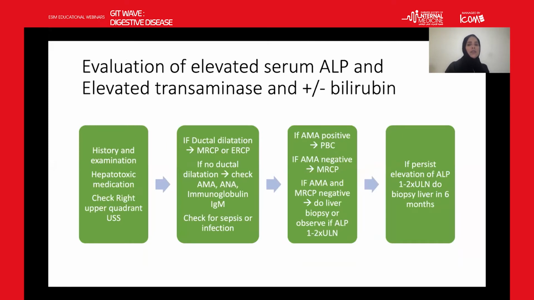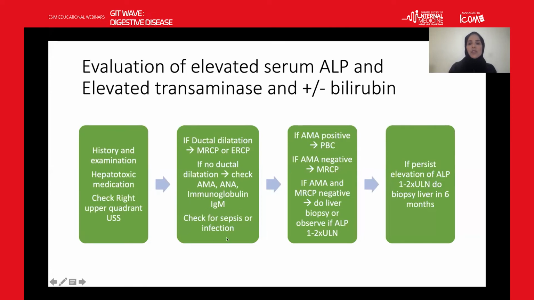The other pattern is elevation of alkaline phosphatase with elevation of transaminases. In this case, again, we look for drug medication and herbal supplements, and we do ultrasound of the abdomen. If there is ductal dilatation, the patient goes for ERCP or further evaluation with MRCP. But if there is no ductal dilatation, you rule out primary biliary cholangitis. Also, you do MRCP to rule out primary sclerosing cholangitis.